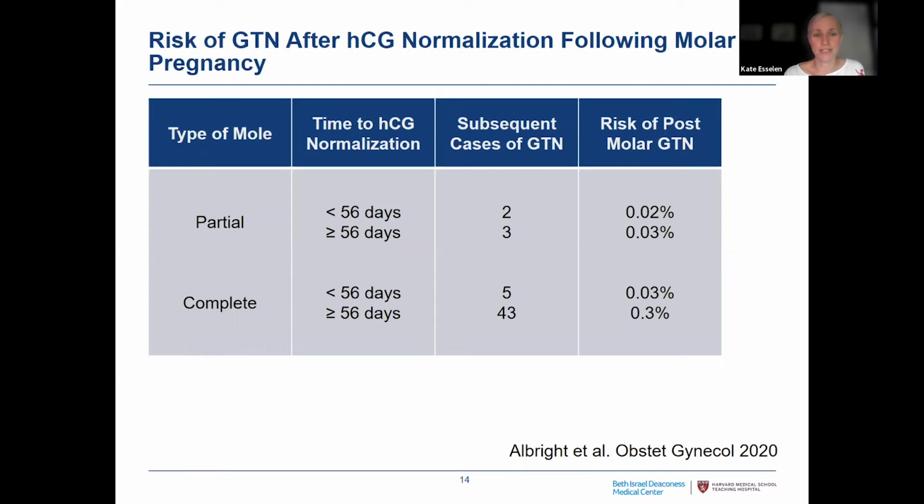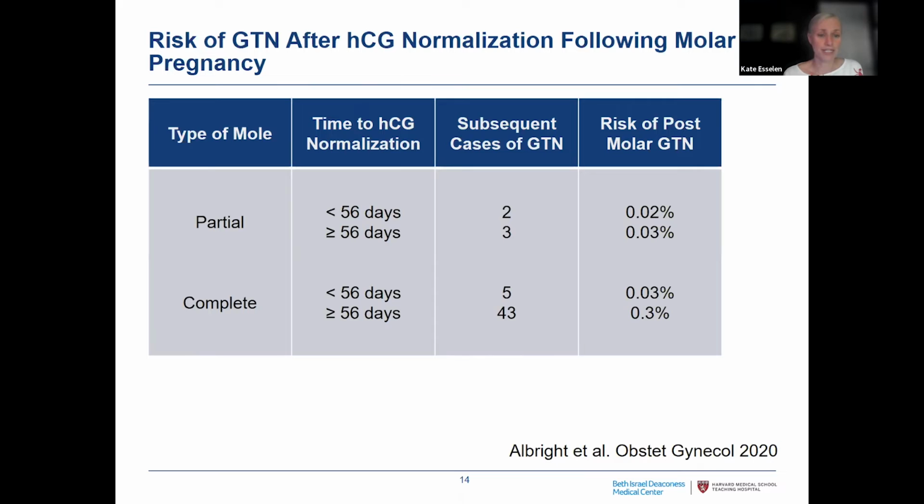So with partial molar pregnancies, and again, this was a meta-analysis including nearly 15,000 partial molar pregnancies, if your HCG normalized in under 56 or really over 56 days, the risk of you then developing a post-molar GTN was 0.02 or 0.03%. So incredibly small. And that is why guidelines have sort of moved with partial molar pregnancy. Once you're normal, you're normal. It is very unlikely, not impossible, but very unlikely you're going to develop GTN. And so it is okay to get a 1-month post-normalization follow-up HCG, and then stop following.